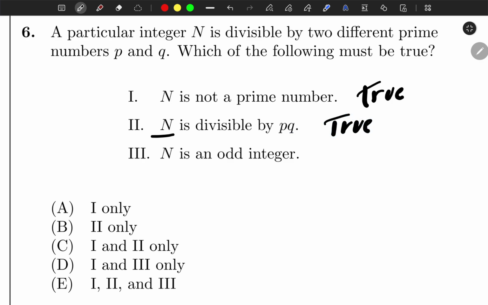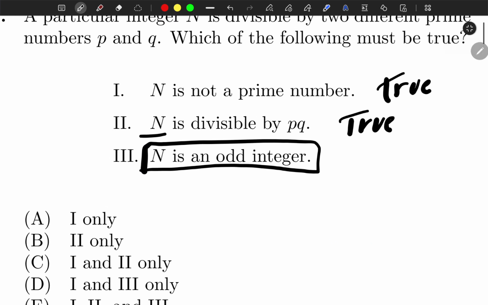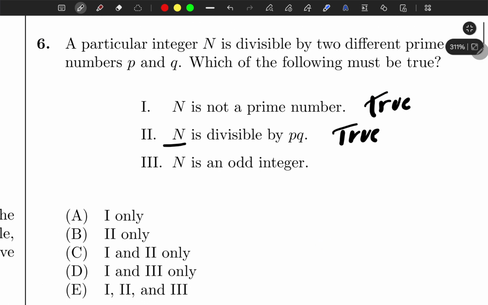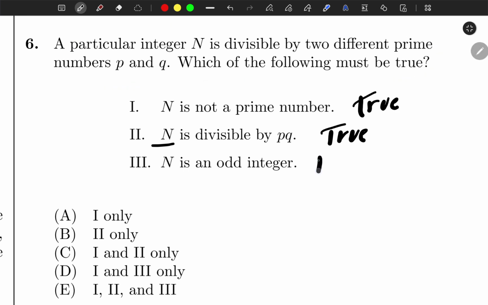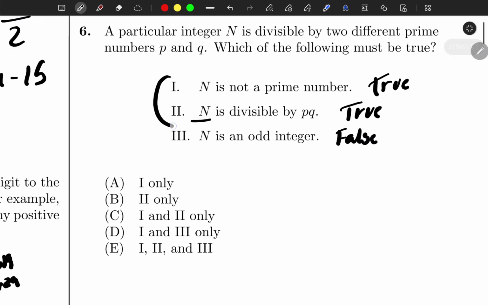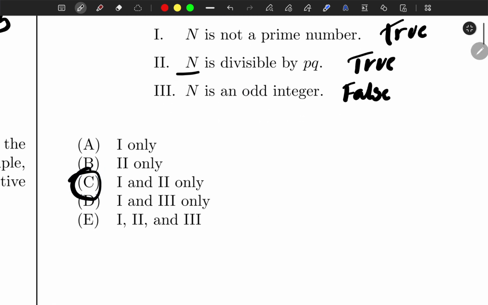Let's look at the last statement. N is an odd integer. Now that is going to be false. How so? The thing is, this statement over here is not conclusive. It could be odd, it could also be even. There is nothing stopping it from being even, which is why we cannot just assume it's going to be odd. Nothing in the problem statement so far has made us conclude that fact. So hence we're going to say this is going to be false. Now, considering that, I think the answer will be 1 and 2. Let's see if we have any option. Yeah, so we have option C. This is going to be the answer.